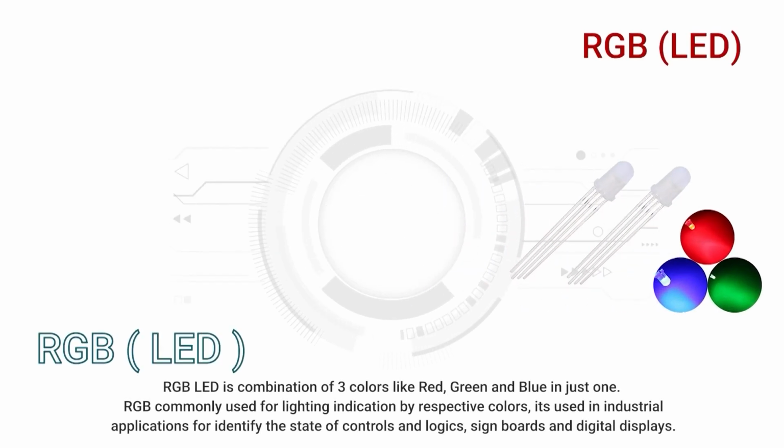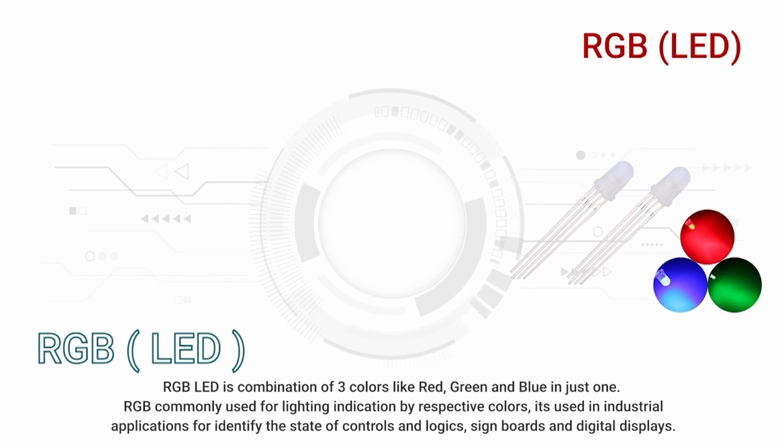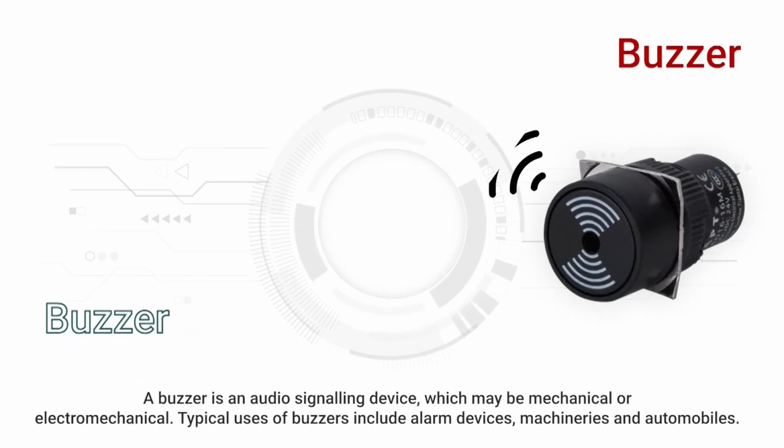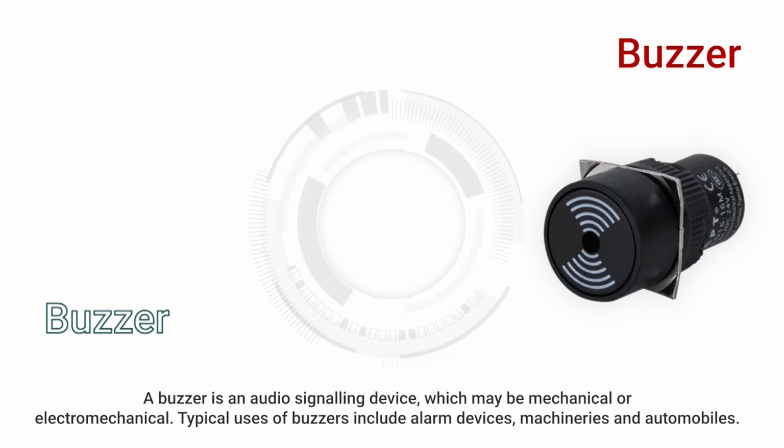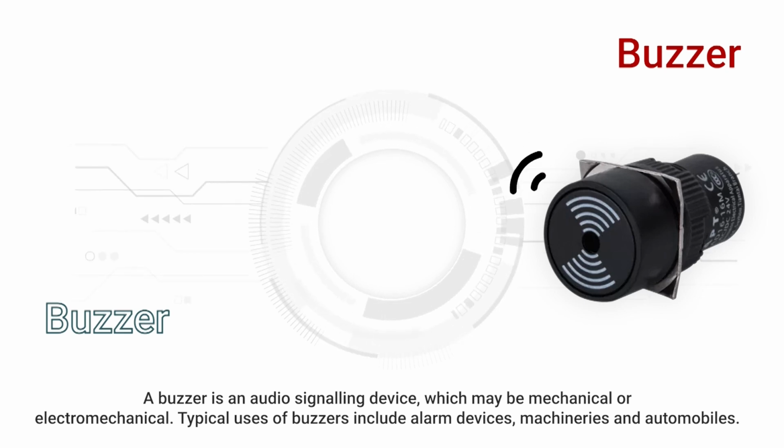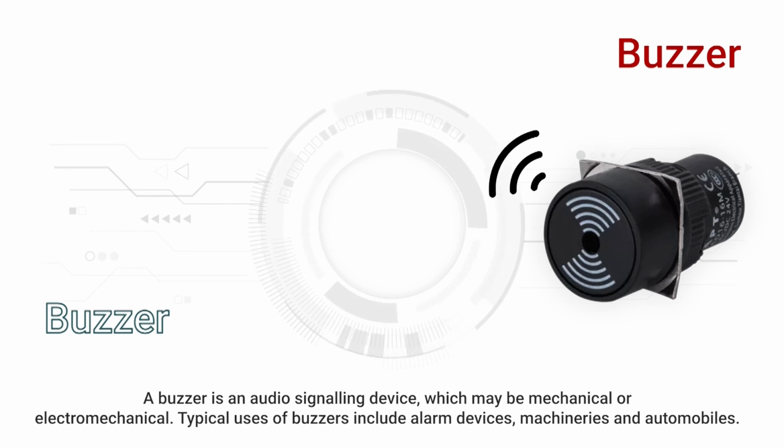RGB LED is combination of three colors like red, green and blue in just one. RGB commonly used for lighting indication by respective colors, it's used in industrial applications for identify the state of controls and logics, sign boards and digital displays. A buzzer is an audio signaling device, which may be mechanical or electromechanical. Typical uses of buzzers include alarm devices, timers, machineries and automobiles.